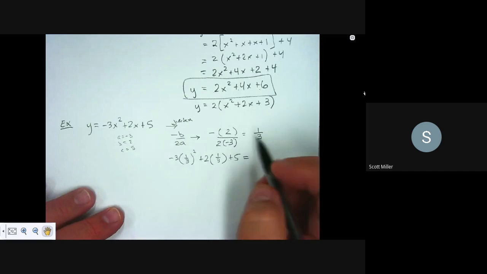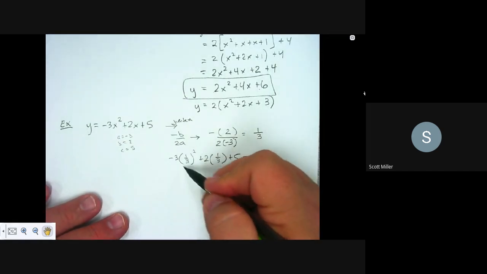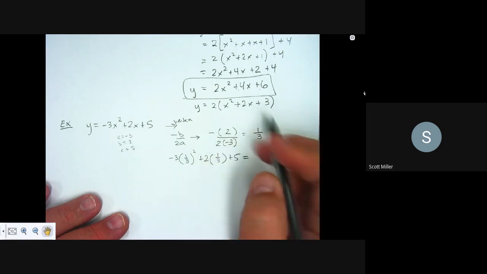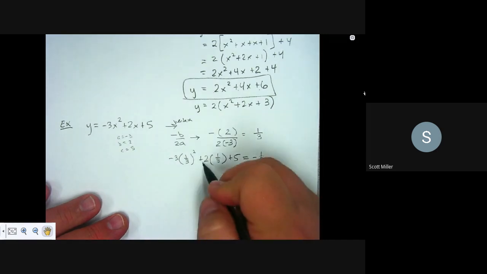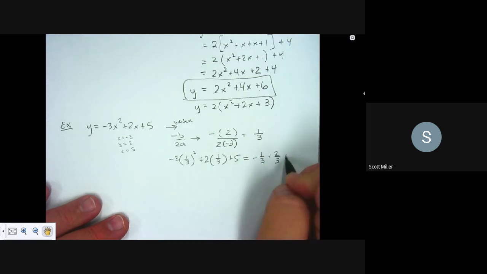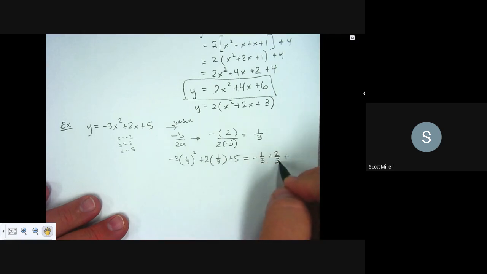Okay? So this is 1/9 times negative 3, which gives me negative 1/3. 2 times 1/3 gives me plus 2/3, plus 5. And I'm going to take the 5 and change it into a fraction also with a 3 on the bottom. So that becomes 15 over 3.